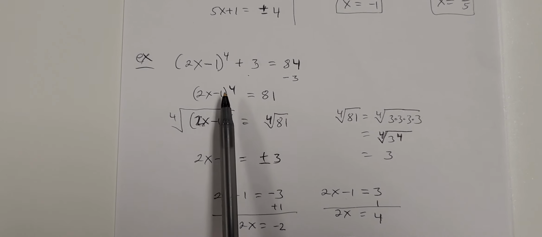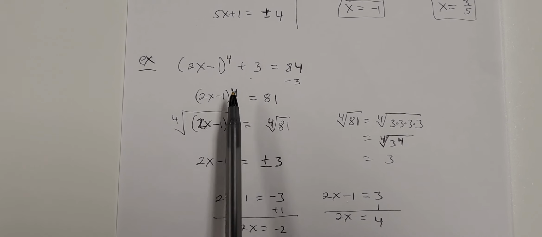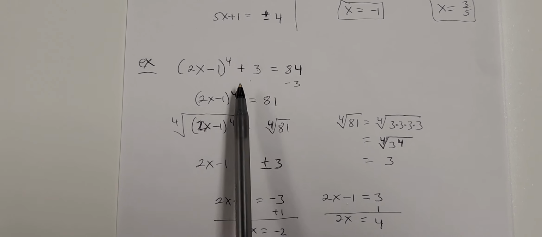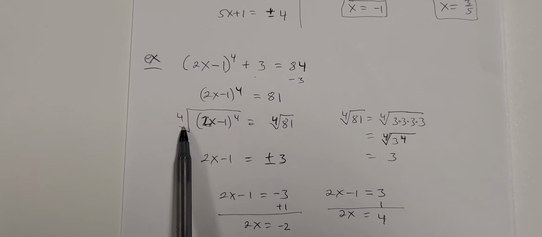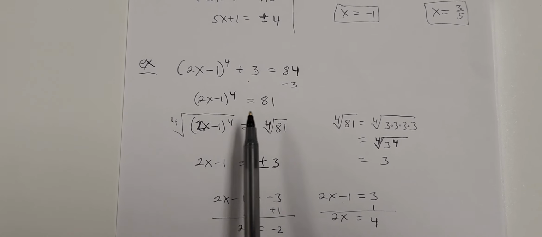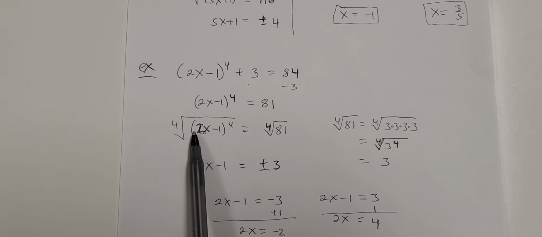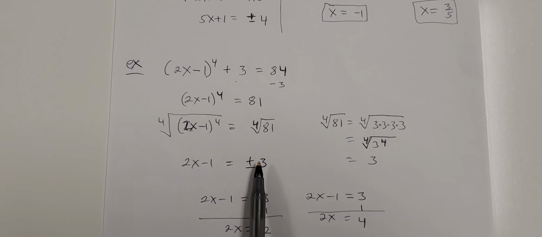Next, this is the fourth power, so I want to take the fourth root. Make sure you do it to the left and also to the right. So this 4 and this 4 go away, and I just have 2x − 1. Well, what is the fourth root of 81, which is 3?